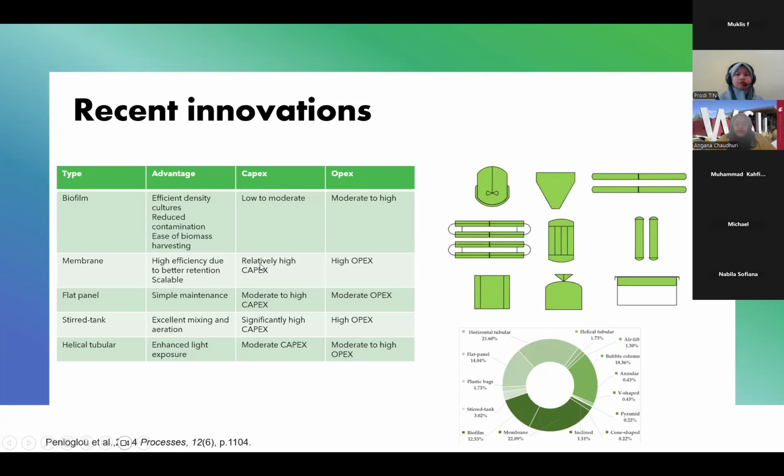So among them, we can say that the biofilm bioreactor is one of those innovation trends which is getting more attention because the cost is quite low as compared to the other ones. Now here are some structures we can see. This is the stirred tank bioreactor. This is a triangular pyramid shaped, and these are the triangular ones. And this is an algal biofilm reactor. This can be a plastic bag. The plastic bag is a very cheap one. However, they are not good for aeration and agitation.